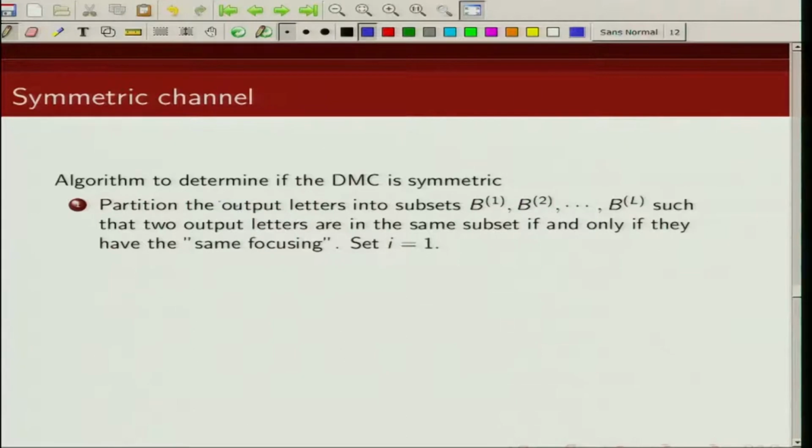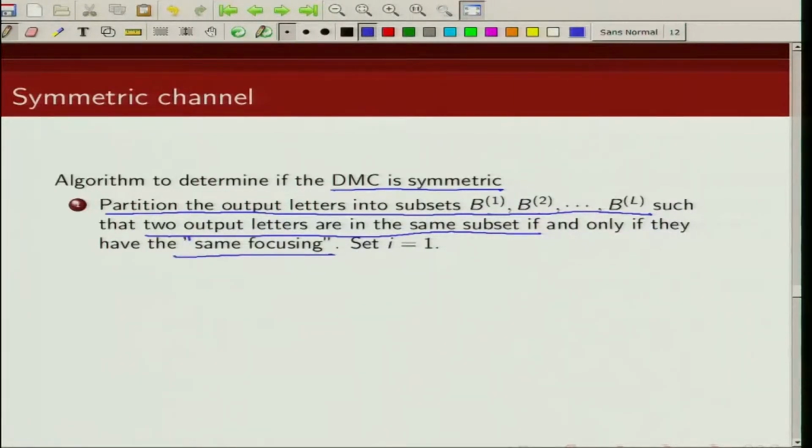So we are describing the algorithm to determine whether a discrete memoryless channel is a symmetric channel or not, and a symmetric channel can be partitioned into strongly symmetric channels. The first step is to partition the output letters into subsets B1, B2, up to BL such that two output letters are in the same subset if and only if they have the same focusing.